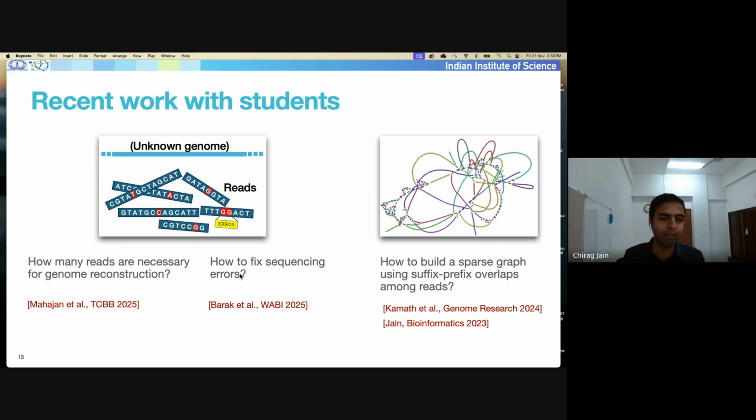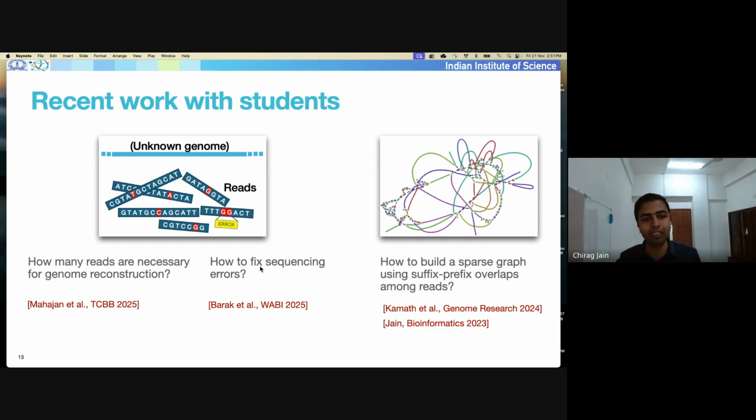The second question we also recently tackled is how to fix sequencing errors. The reason I'm saying genome assembly may be a series of problems is that there are multiple steps in this process. For example, most assemblers would start by fixing the sequencing errors in the data. So one can frame an independent problem formulation for just fixing the sequencing errors in the reads before even starting the genome assembly problem. There are multiple sub problems in this field that need to be addressed.